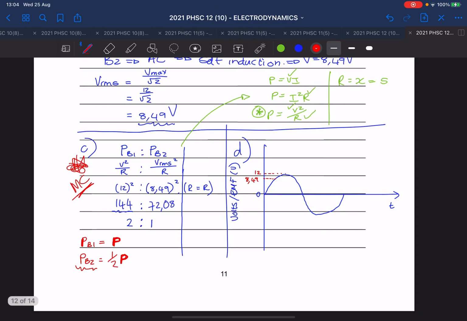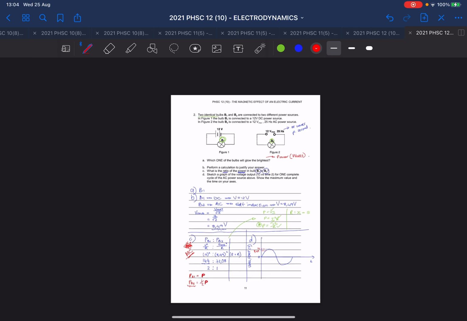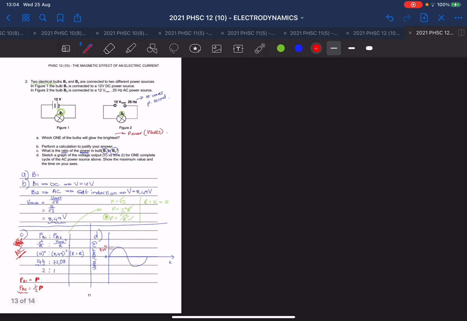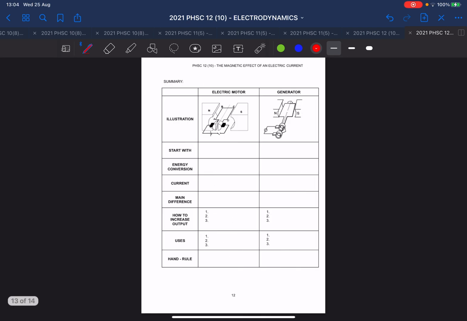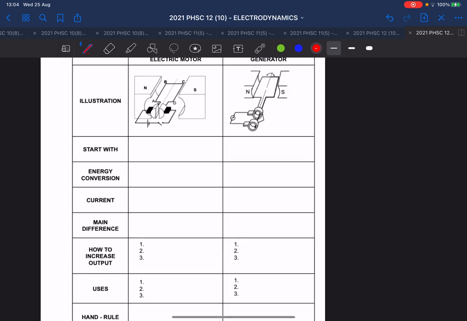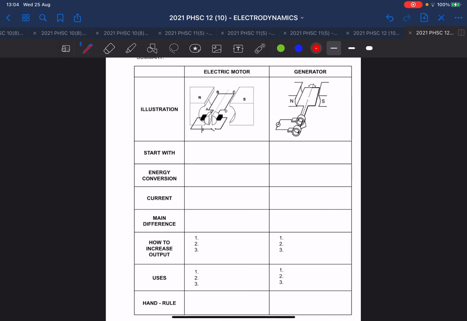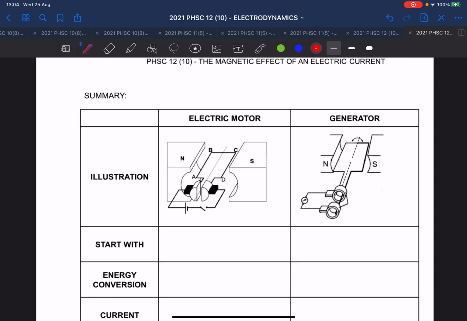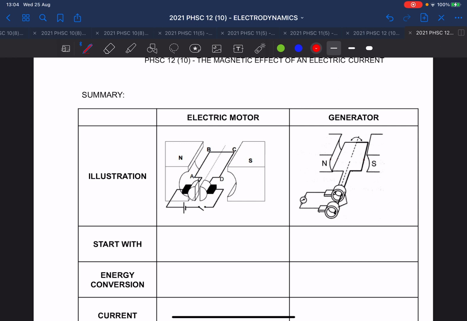Okay, so please listen carefully for homework. Your homework is page 12. It's just a summary. So page 12, if you write more than 20 words, it's wrong. Here's a summary. I ask you, with the electric motor, what do you start with? Electricity. A generator, what do you start with? Motion.